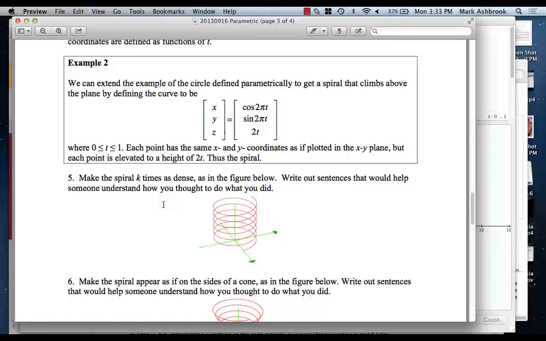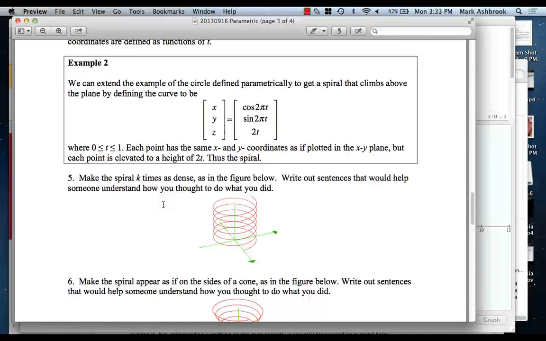So, I didn't change Z. You didn't change Z, you did something else. I didn't change Z because to be more dense, I wanted it to go around more in that same height that I'm at. Interesting. So more spring in that same distance. So I left Z alone.